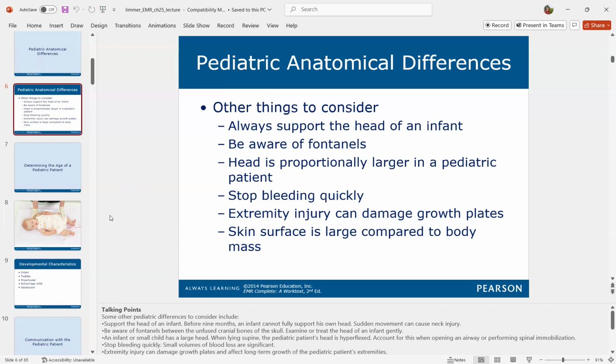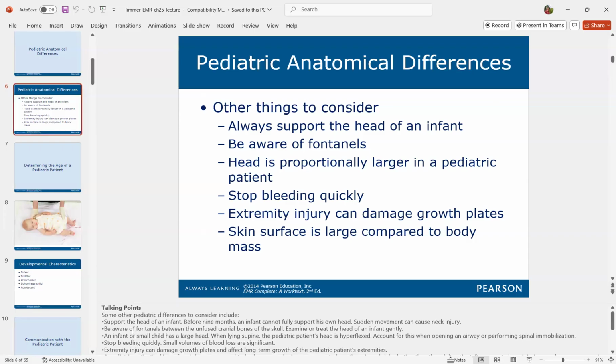An infant or small child, they have large heads. So when we're lying supine or we have them on their back, a lot of times their neck is hyperflexed. So account for that when we're opening the airway or performing a spinal immobilization. We can put something like a blanket behind their shoulder blades that will keep their head kind of in line. So instead of it being hyperflexed up, if we put padding back here, it brings their head up and forward, more symmetrical. We want to stop bleeding quickly in this age bracket. Small volumes of blood loss are pretty significant, more so than for us.